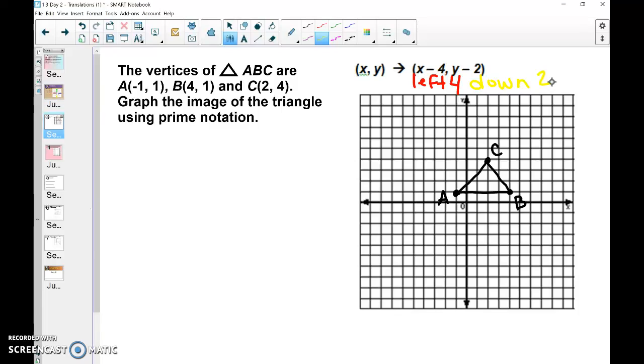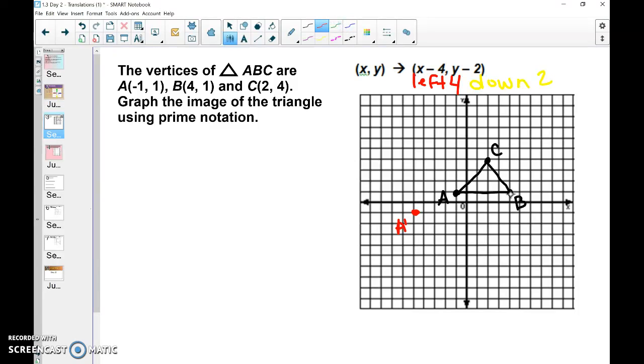So now we're going to take the whole shape and do that with all of those points. I'm going to start with A. I'm going to move it left 4. So 1, 2, 3, 4, and down 2 puts it right here. So there's A prime.